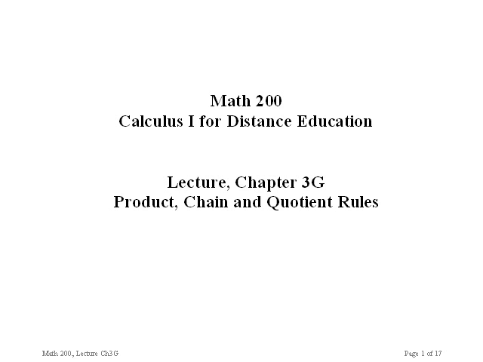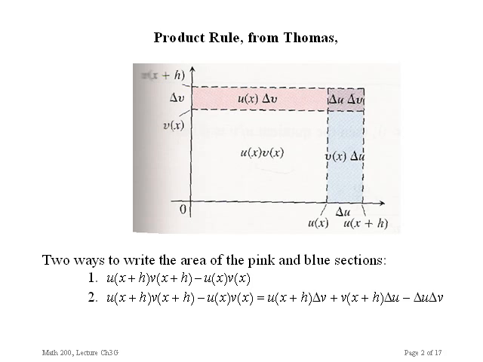This is Lecture 3G for Calculus 1 on the product, chain, and quotient rules. I'm using here the derivation of the product rule as given by Thomas in his calculus book. I scanned this picture from his book. It's nice, and I'm using the same notation that he did there in the margin.